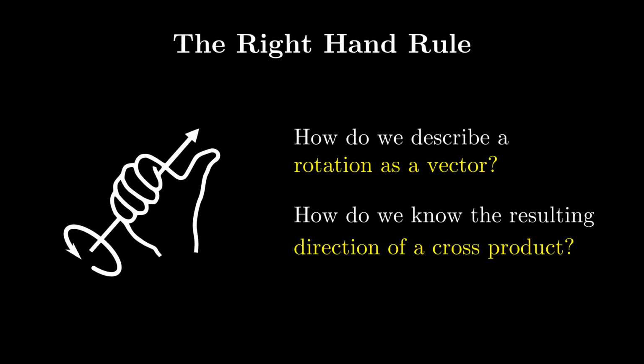For a rotating body, you simply curl your fingers so that they rotate in the same direction. Stick out your thumb, and your thumb will point in the direction of the rotation vector. This is what's shown in this picture here.